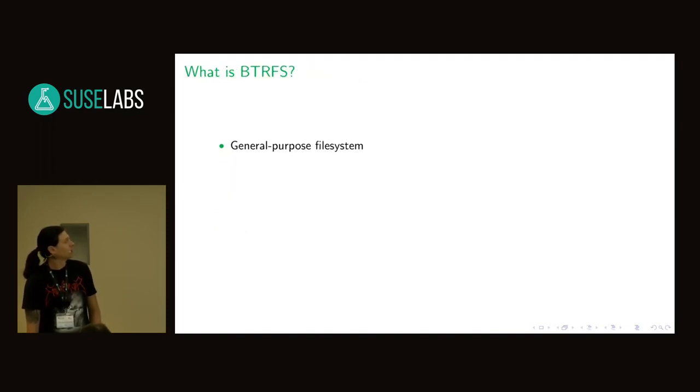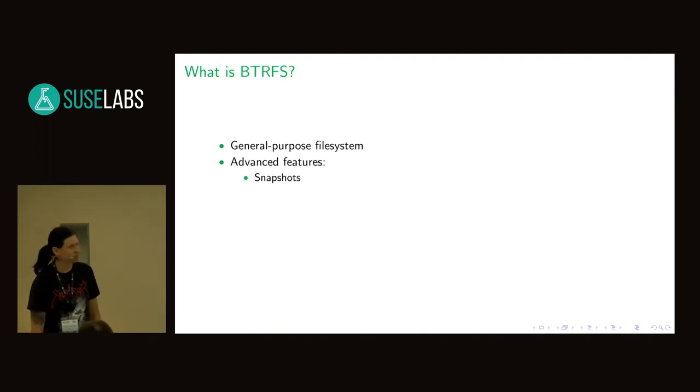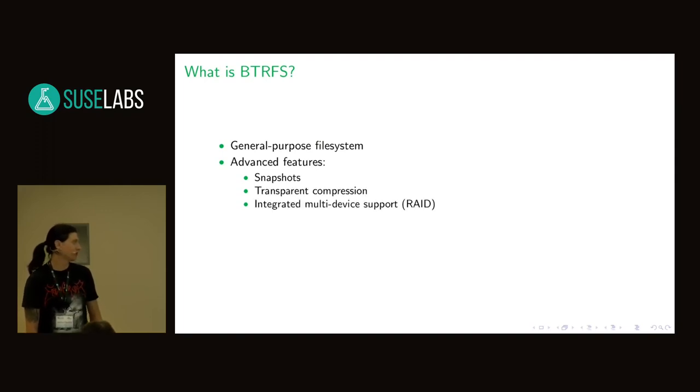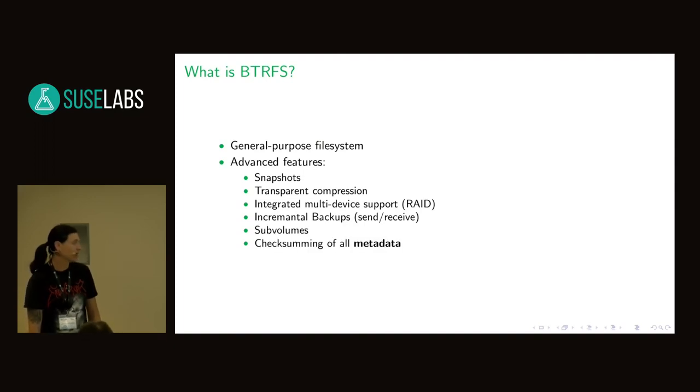But what's BTRFS? It's a general purpose file system. It has some neat features like snapshotting, transparent compression, integrated RAID, and logical volume management. It can do incremental backups via send and receive, has subvolumes, and has checksumming of all metadata. Well, XFS has that as well, if you configure it. And we have checksumming of all data.